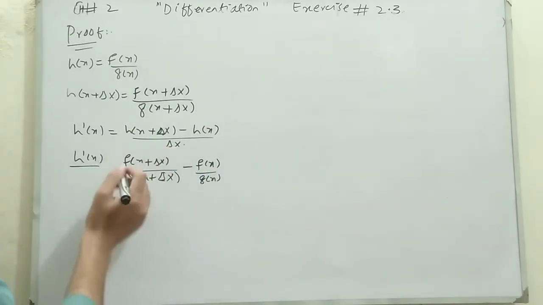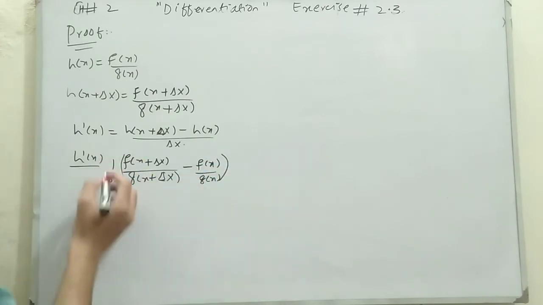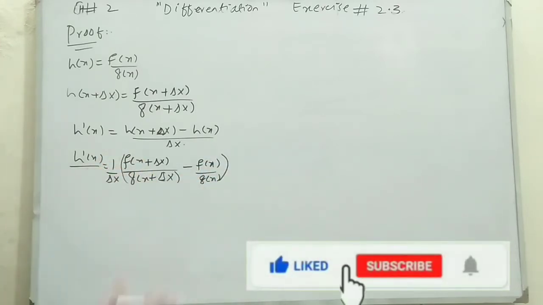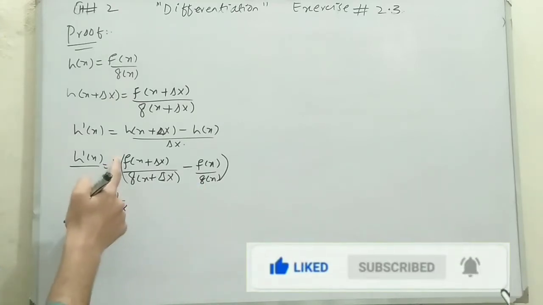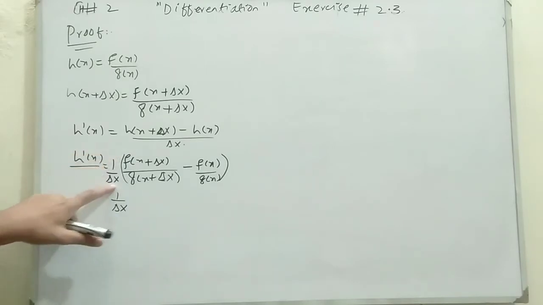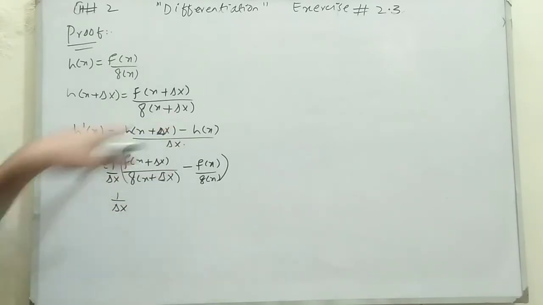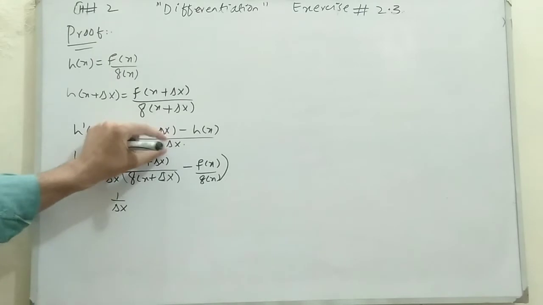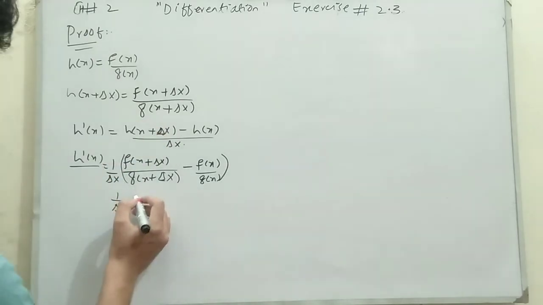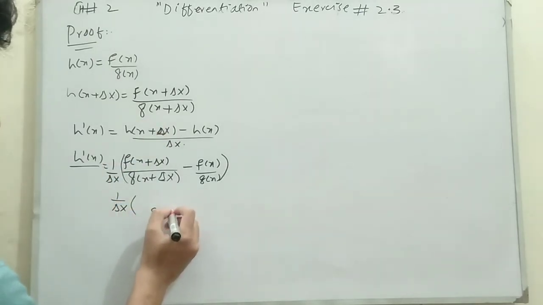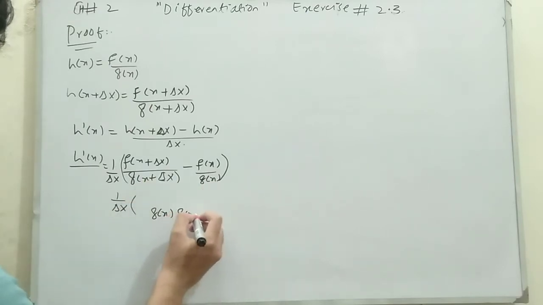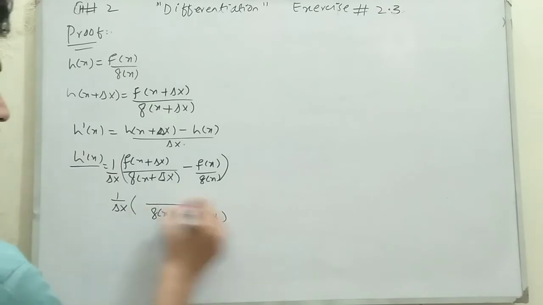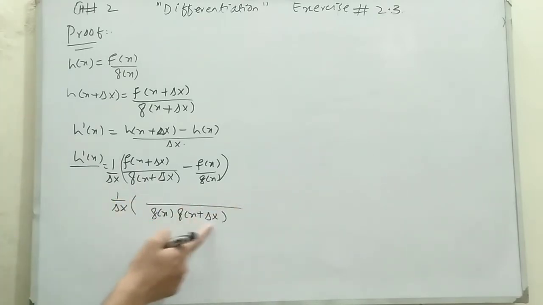So here we will multiply 1 over del x to the whole fraction. Now after this, taking LCM over here, so 1 over del x. Why do we write 1 over del x? Because del x is in the denominator over here in multiplication with the whole fraction. That's why I take out 1 over del x common from over here. So inside I take an LCM, so it becomes g of x. Here we will multiply the denominators with each other, so g of x multiplied by g of x plus del x in LCM. So here we have g of x plus del x and g of x plus del x.